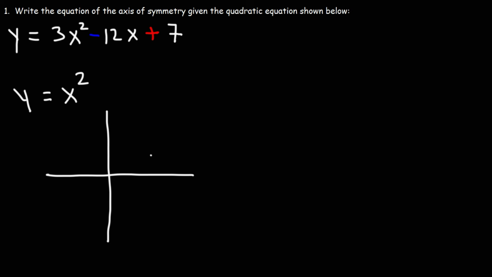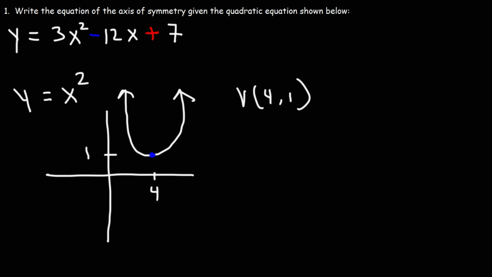So let's say you have a parabola that is in this region here. At this point, the lowest point on the parabola, that is the vertex. And let's say it has the coordinates 4, 1. Now, the axis of symmetry is basically a line, or a dashed line rather, that cuts the parabola in half.